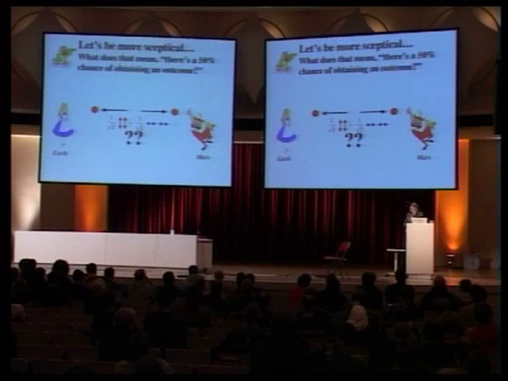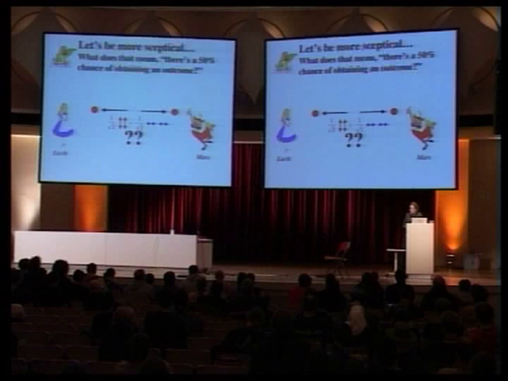Okay, so let's try something else. Now I've said that Alice has some chance of obtaining a certain outcome. It's not exactly clear what this means, right? I mean, in fact, it does not mean that, has this already been determined?